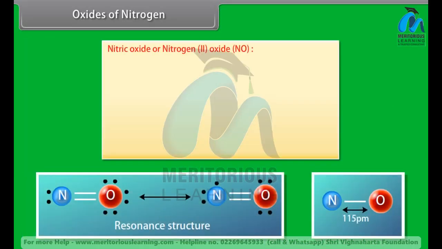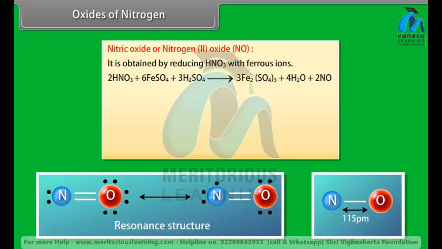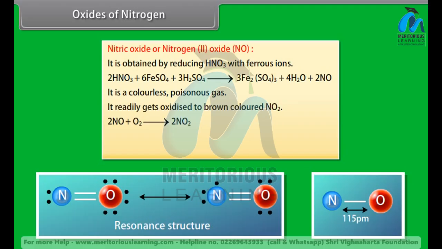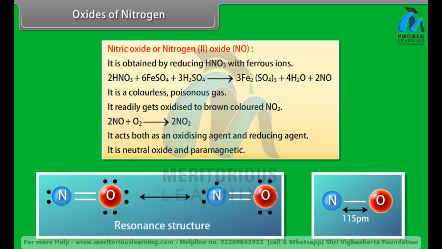Nitric oxide or nitrogen(II) oxide. It is obtained by reducing HNO₃ with ferrous ions. It is a colorless, poisonous gas. It readily gets oxidized to brown-colored NO2. It acts both as an oxidizing agent and reducing agent. It is a neutral oxide and paramagnetic.